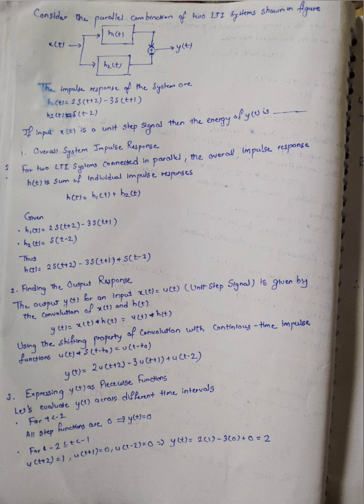The output response is a convolution of the input signal and the impulse response. But the input signal is the unit step signal, so we take the convolution of the unit step signal and the impulse response. Using the shifting property of convolution with the continuous-time impulse function, u(t) convolved with δ(t − t0) is equal to u(t − t0). By applying this, we get y(t) is equal to 2u(t+2) − 3u(t+1) + u(t−2).